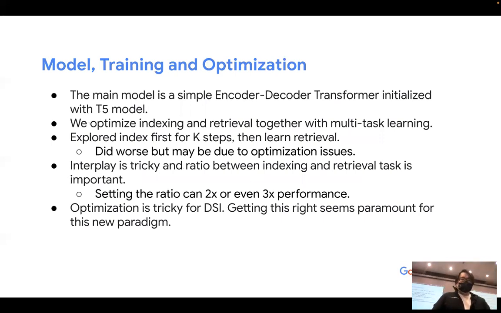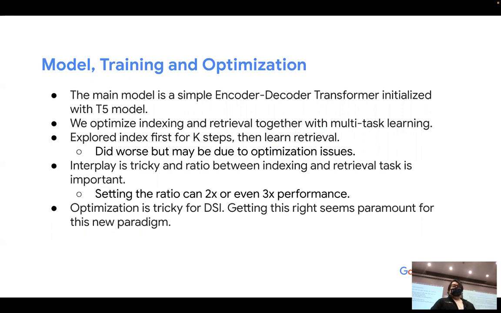The next thing I'm going to talk about is how this DSI model is trained and optimized. The main model is an encoder-decoder transformer initialized with the T5 model. Basically we use the pre-trained T5 checkpoints. And then indexing and retrieval are optimized together with multitask learning, so they are co-trained together. We explored many different things to get this to work. Intuitively, we try to index first for K steps, and then learn retrieval after that. So you train the model first on indexing, you try to memorize the corpus first, and then you train the model on the retrieval task next.